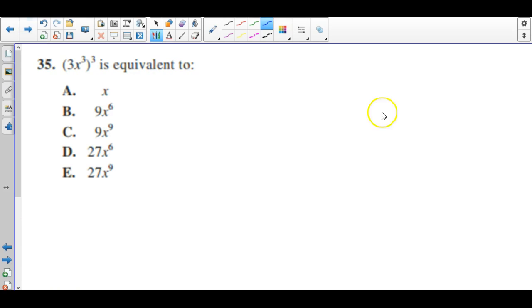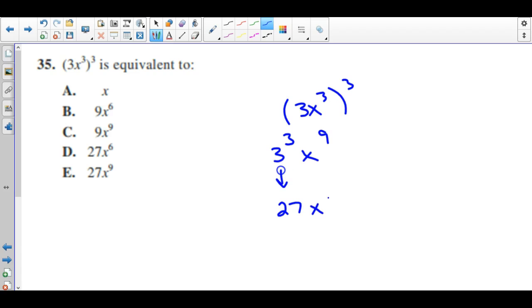This one, just knowing powers and properties of exponents. So 3x to the third raised to the third is the same thing as saying 3 to the third times x to the 3 times 3, which is 9th. And 3 to the third power is 27. So 27x to the 9th. So that one is E.